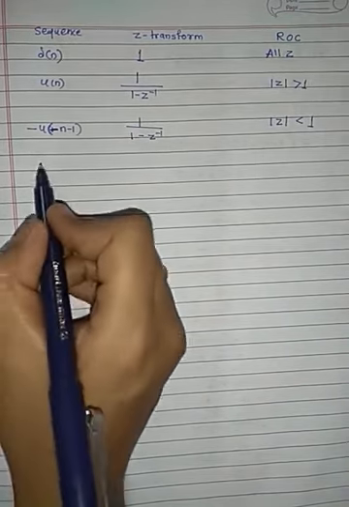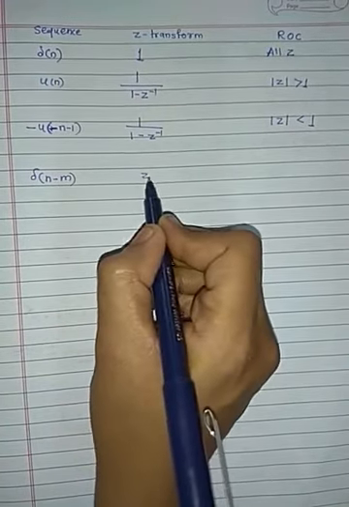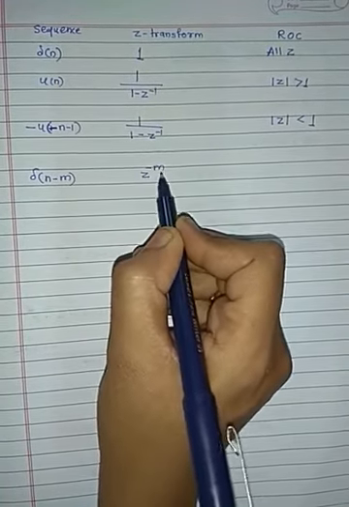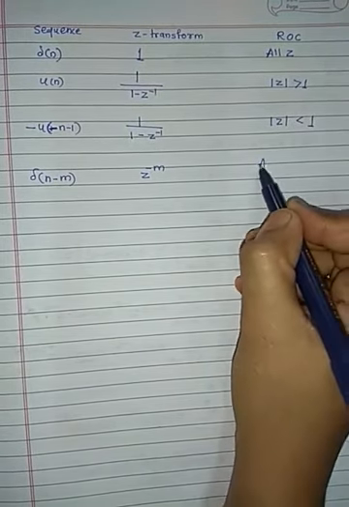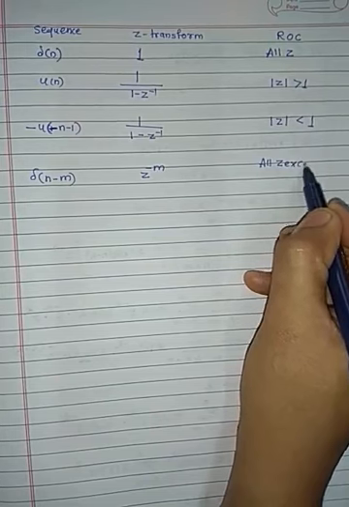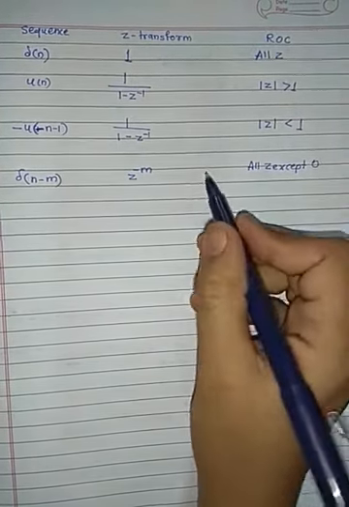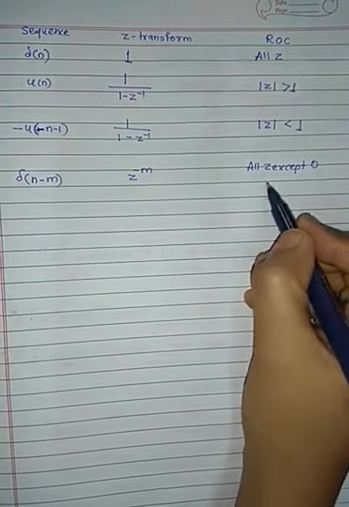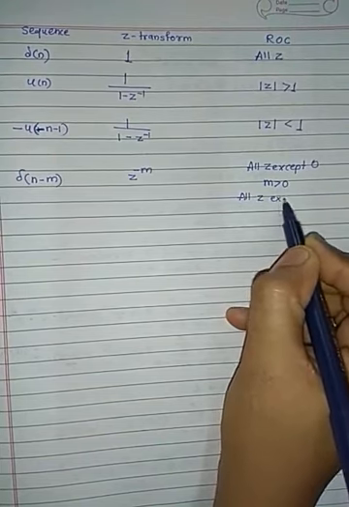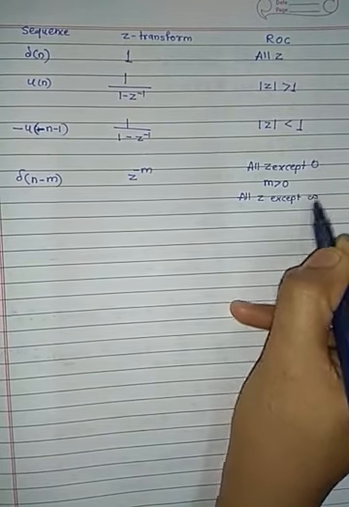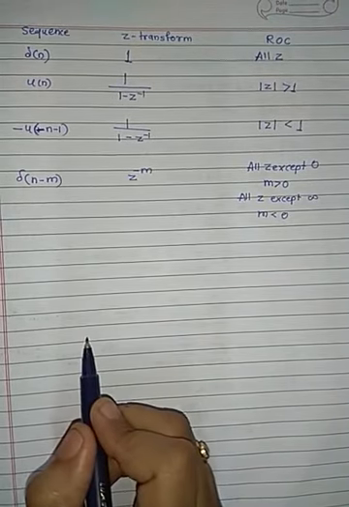Now here, if the sequence is delta n minus m, then the Z transform is Z raised to minus m. Now the region of convergence is all Z except 0 if m is greater than 0, and all Z except infinity if m is less than 0. Okay, so these are the conditions here for ROC.